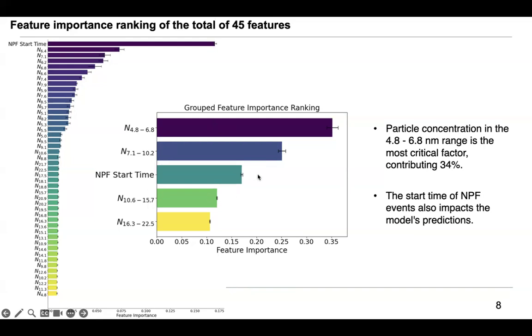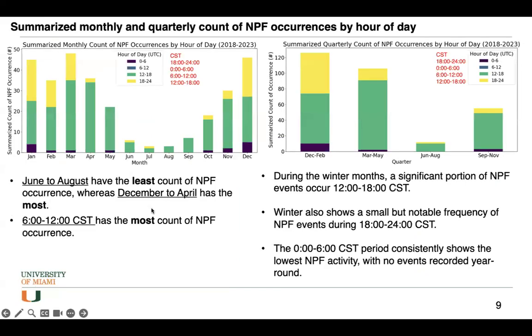And we also find out the new particle formation start time plays an important role, which means the new particle formation happening at a specific time is very important. In this case, we want to see the new particle formation distribution and summarize the monthly and quarterly count of new particle formation occurrence in these 6 years.